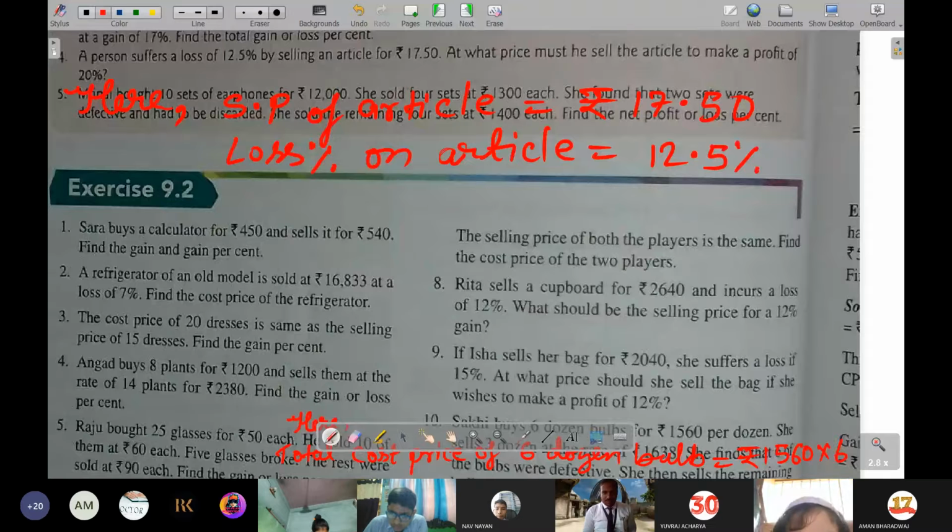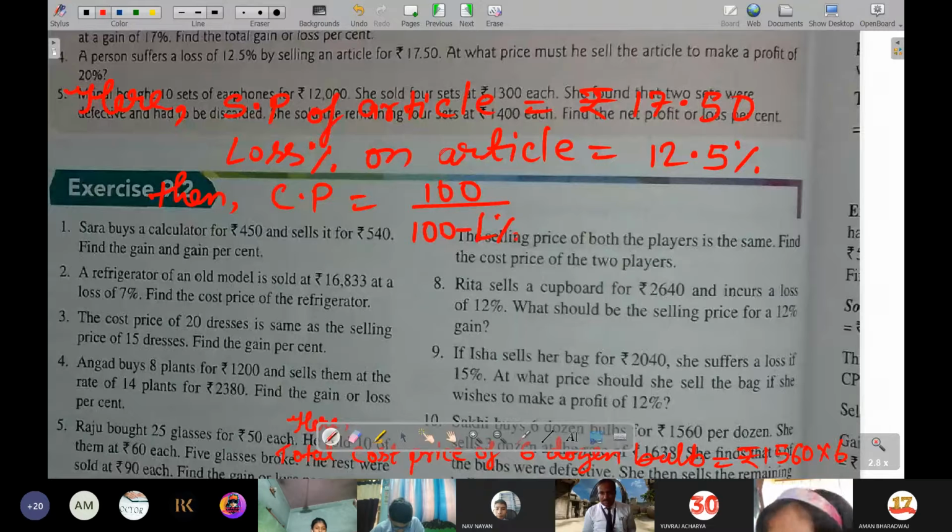Then CP is equal to what? 100 by 100 minus loss percent. In denominator always comes loss percent, that you have to remember, and profit goes in numerator. Loss percent into SP. So it will become 100 by 100 minus 12.5% into SP is rupees 17.50.